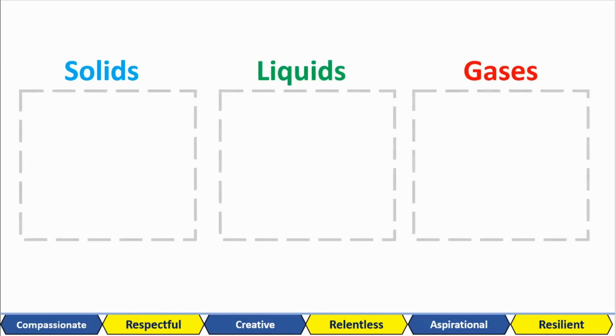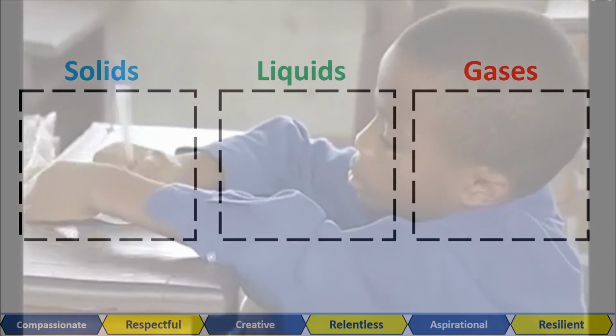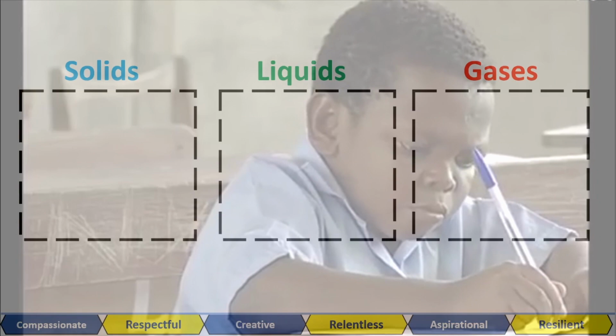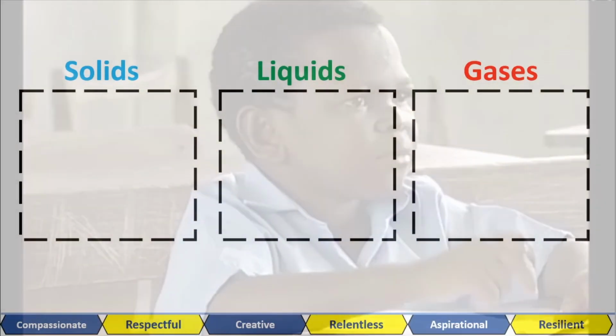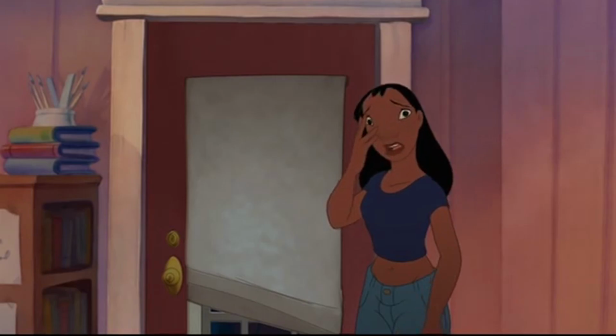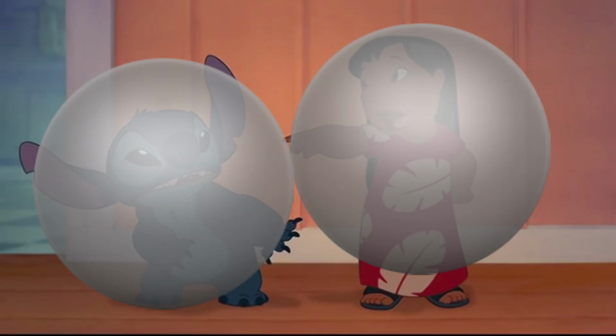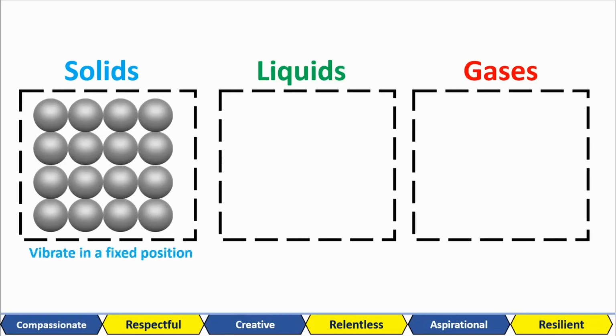You lot may think you've got these drawings on lock, but every single year, about 80% of students always flop at least one of these. Solids should be in a regular arrangement with the particles touching each other. The particles in solids are also vibrating in a fixed position, so they're not moving around, but they're just jiggling in one spot.